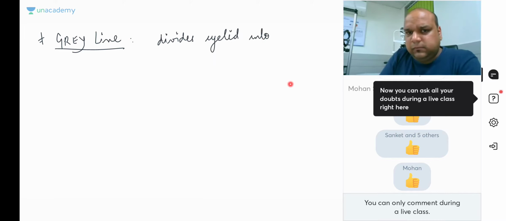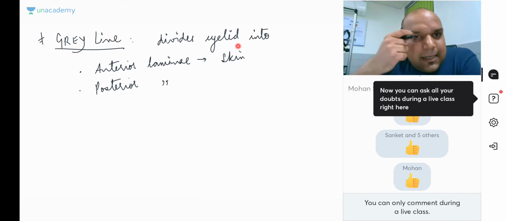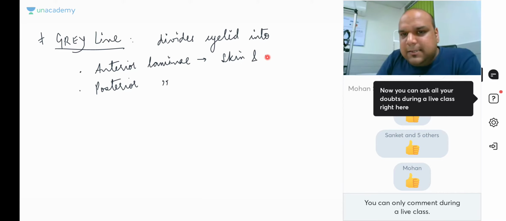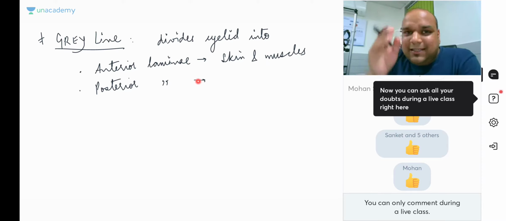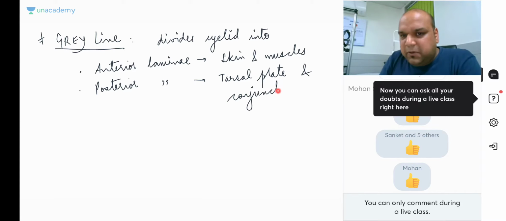into the anterior lamina, or anterior portion, and the posterior lamina. The anterior lamina comprises the skin that you see anteriorly, and the muscles of the eyelids. After the skin and muscles comes the gray line, and posterior to the gray line, the posterior lamina comprises the tarsal plate and conjunctiva. I hope you understand this.